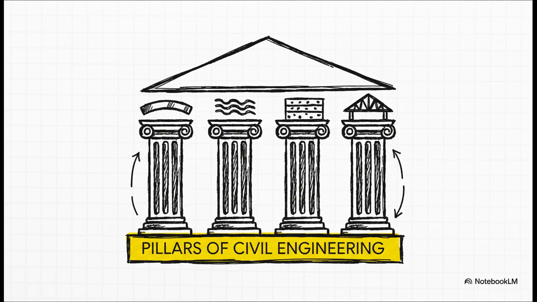So there you have it, the 4 interconnected pillars of civil engineering. It all starts with understanding how materials fight back against forces. Then you have to account for the forces from fluids like wind and water. You have to make sure you have a solid foundation in the soil. And finally, you combine all of that knowledge into a logical, safe, and efficient structural design.